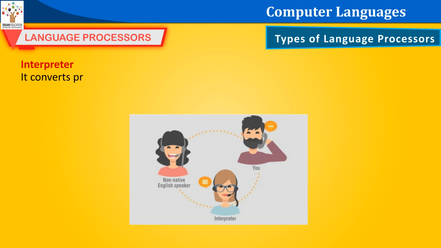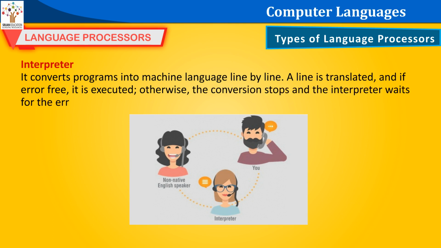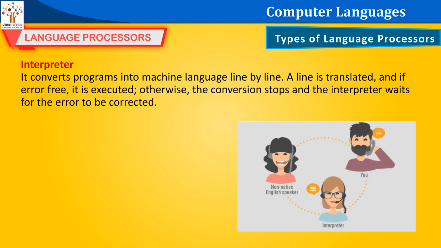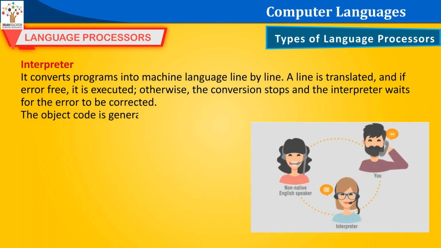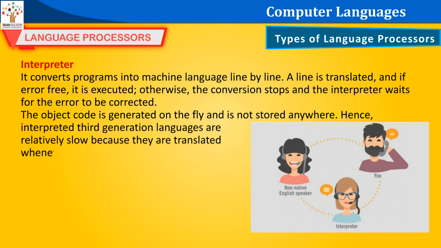Interpreter. It converts programs into machine language line by line. A line is translated and if error-free, it is executed. Otherwise, the conversion stops and the interpreter waits for the error to be corrected. The object code is generated on the fly and is not stored anywhere. Hence, interpreted third-generation languages are relatively slow because they are translated whenever there is a need of execution.